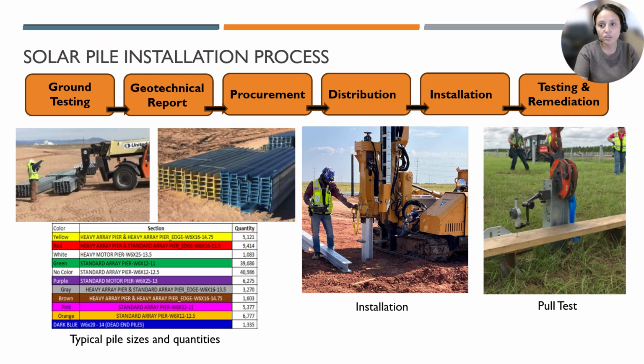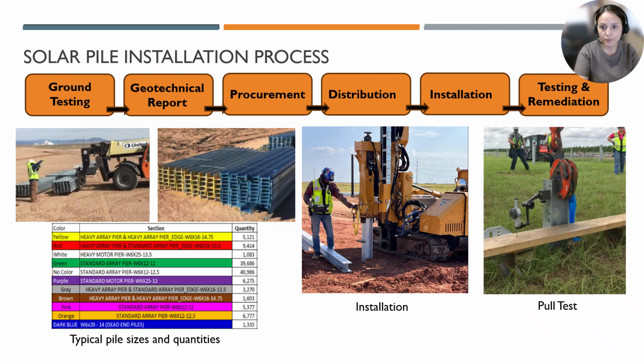The piles then move into distribution. Shipments arrive in batches, and piles are staged around the site. To avoid confusion, piles are often painted at the ends to indicate type or length, and distribution maps are created so crews know exactly which piles go where. This helps avoid costly mistakes when thousands of piles are being installed across hundreds of acres.